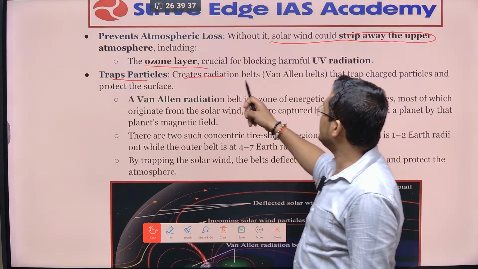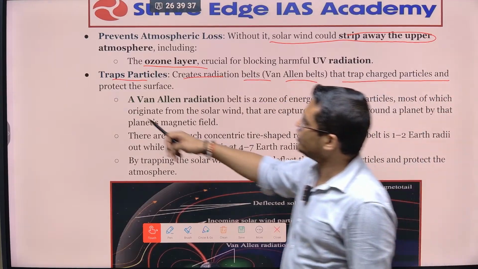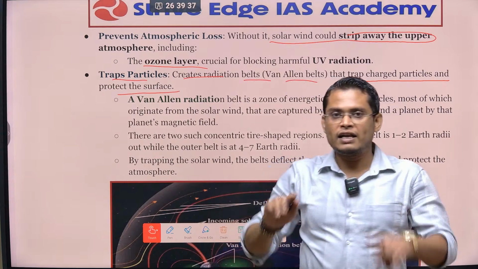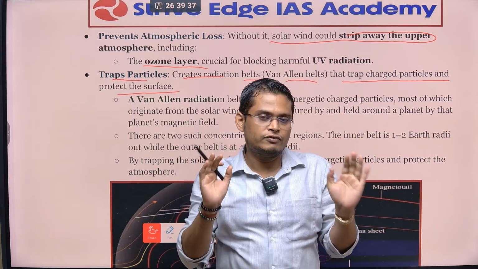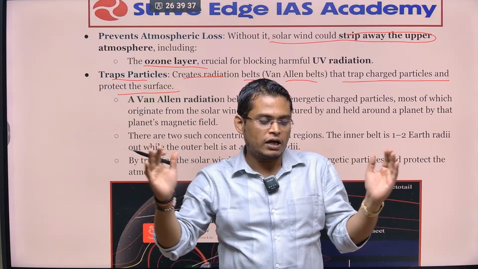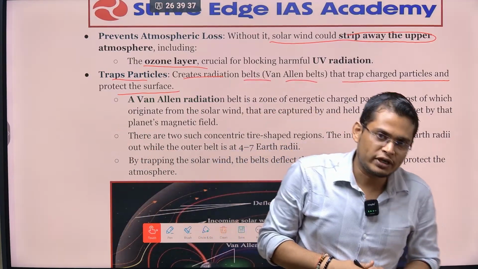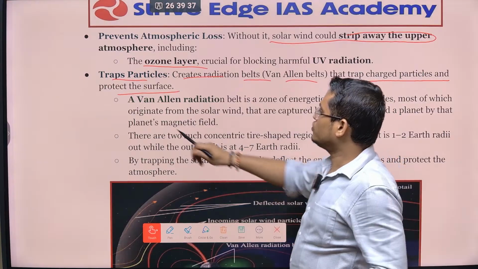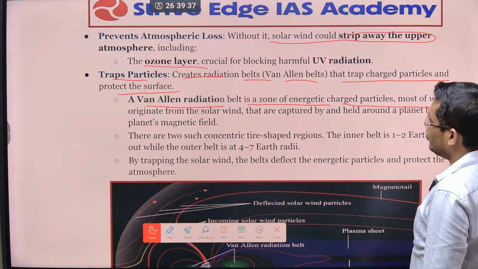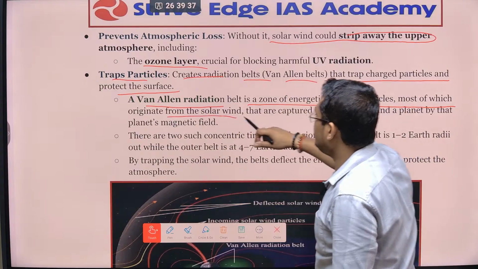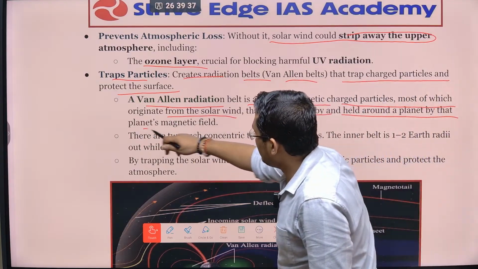It creates a radiation belt called the Van Allen belt that traps charged particles and protects the surface. I have shown you the Van Allen belt, actually, that there is a circular portion that traps all these charged particles. Whenever they trap a charged particle, it does not allow another charged particle to come inside. So they protect us further. This is what is called the Van Allen radiation belt, a zone of energetic charged particles, most of which originate from solar wind, that are captured and held around the planet by the magnetic field.